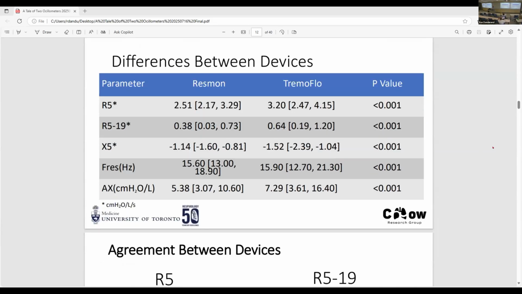For each device and each parameter of interest, the median and the interquartile range values were found. P-values were calculated between the devices to be less than 0.001 in all parameters of interest, indicating that there are statistically significant differences in the values found by each device.